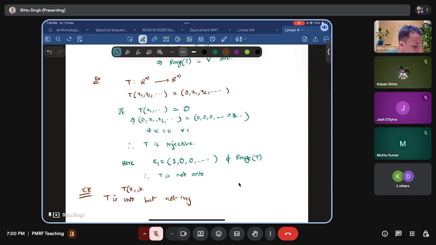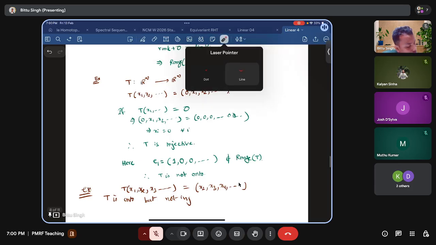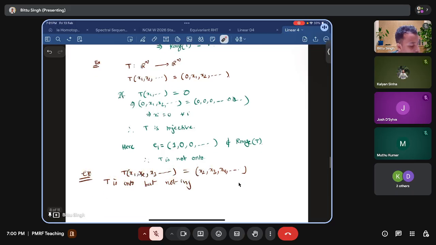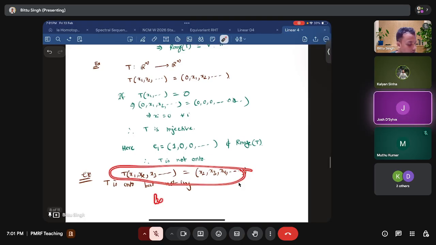Take this example: x1 x2 x3 dot dot is mapped to x2 x3 x4 dot. So in this case you can see that the image will cover everything. All elements belong to the image, but the kernel is non-zero. Can you see what will be the kernel of this transformation?